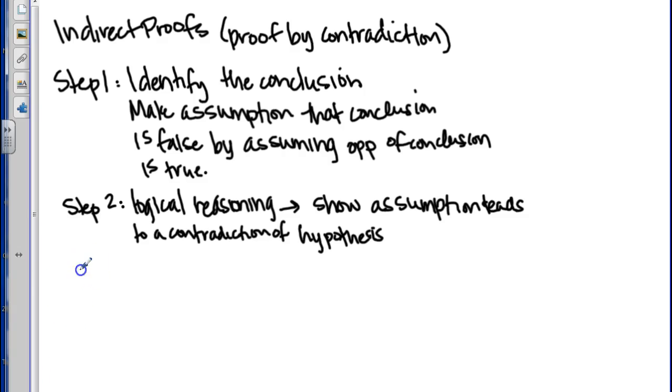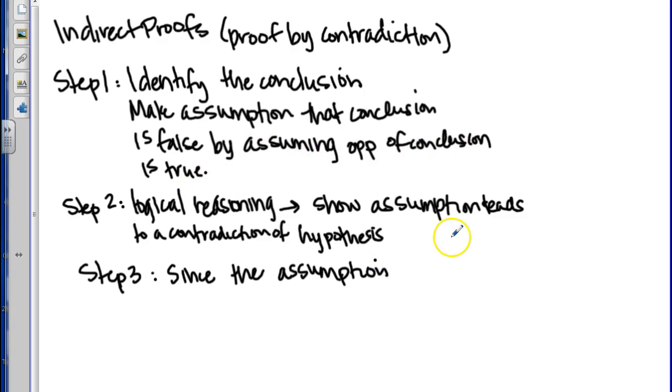Step 3, the last step, we will point out that since the assumption leads to a contradiction, the original conclusion that we were asked to prove has to be true. So, proof by contradiction. We went totally the opposite, right? We were assuming the opposite of the conclusion. So since the assumption is a contradiction, then the original conclusion is true.